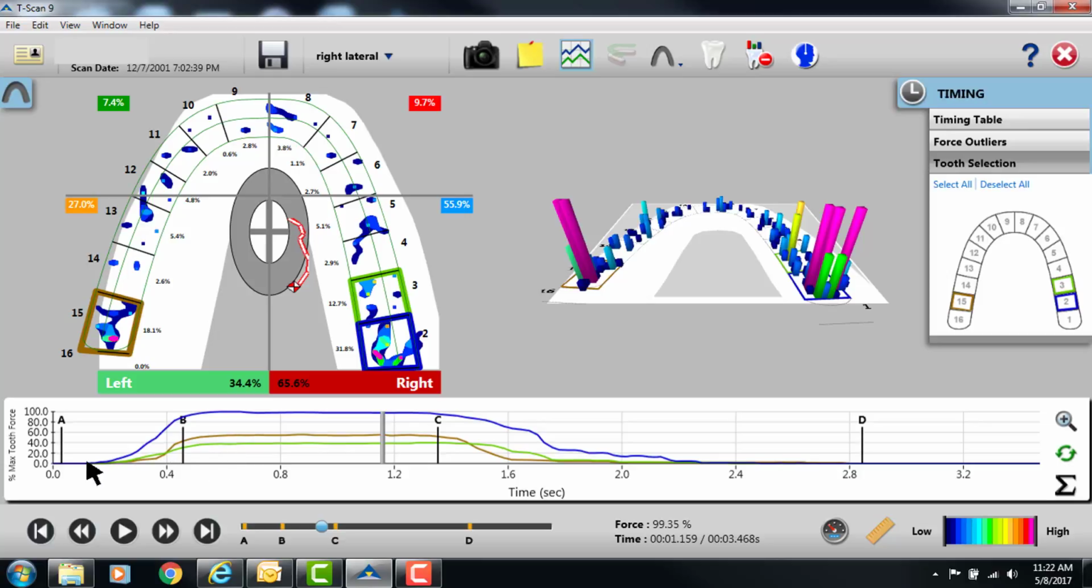And so you can see during closure, which is represented between A and B, the dark blue is more forceful, but it actually rises from 0 on the graph sooner than either the 3 or 15 tooth. And so this is a good indication that, okay, so this is probably where we want to start our adjustments, is on 2. So now I'm going to show you the next scan.